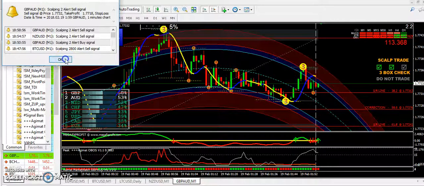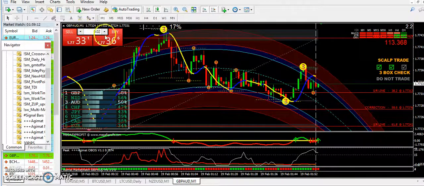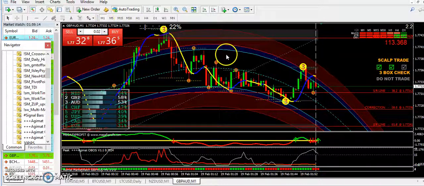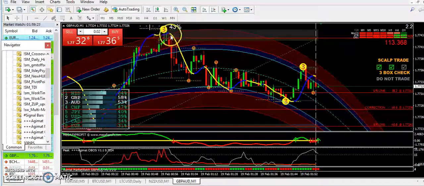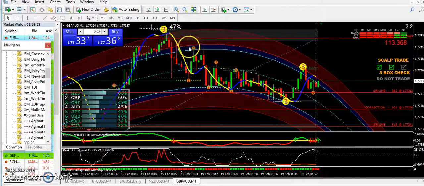Now right now I am looking at GBP AUD. It is on 1 minute chart. I don't like to use a 1 minute chart on these pairs. I may use the 5 minute or the 15. I may go to the 1 minute to get an exact entry. But if you're using crypto, you can use the 1 minute to 5 minute chart on the crypto, being that it moves very fast.